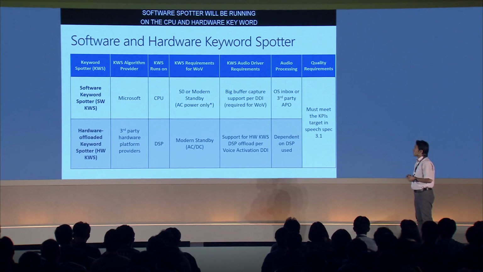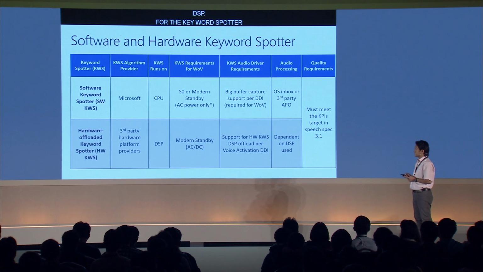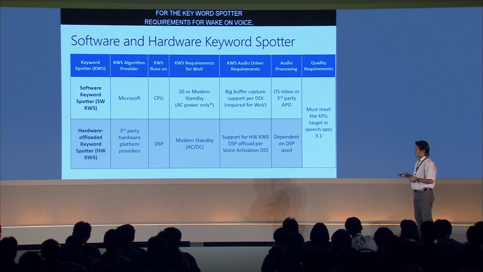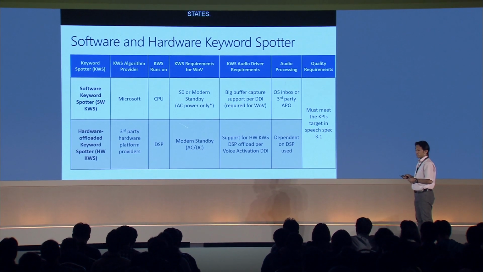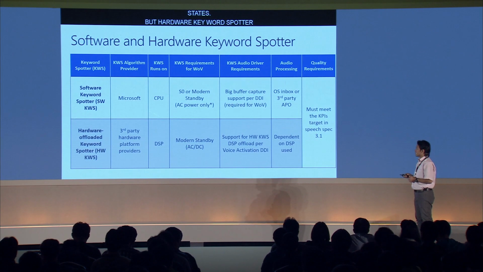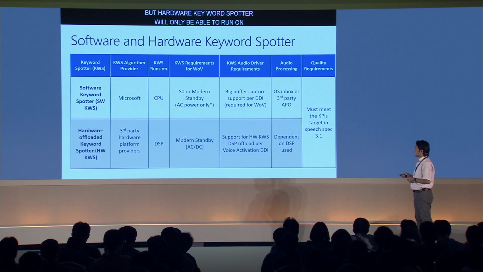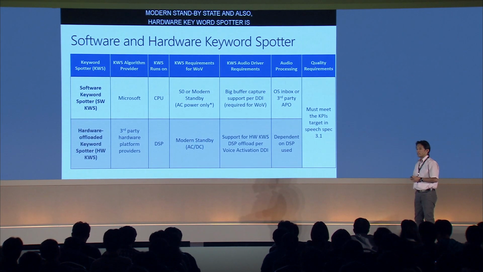For the keyword spotter requirements for Wake on Voice, software keyword spotter can run on S0 or modern standby states. But hardware keyword spotter will only be able to run on modern standby state. Also, hardware keyword spotter supports AC and DC, but software keyword spotter is only supported on AC power, since it has a high power floor.